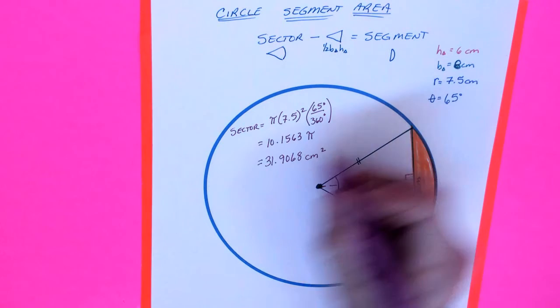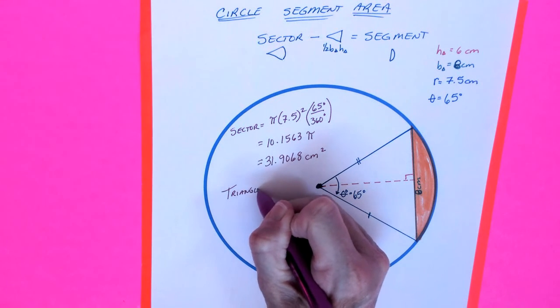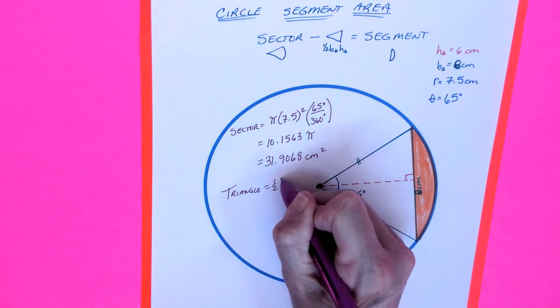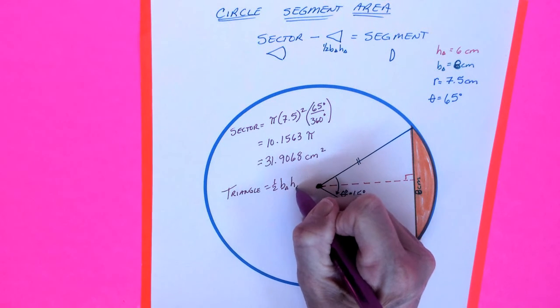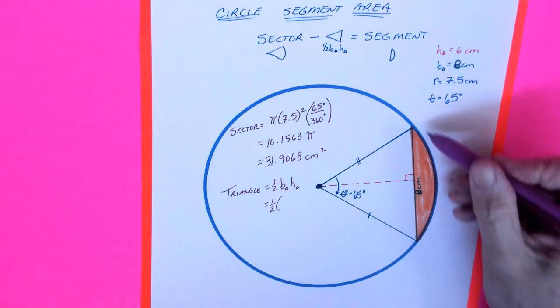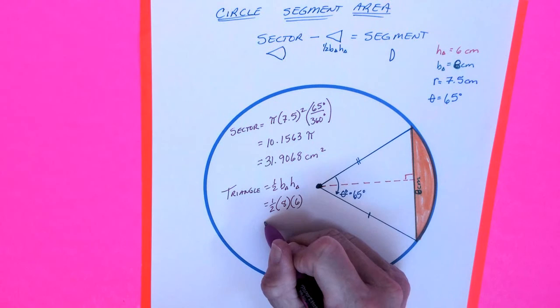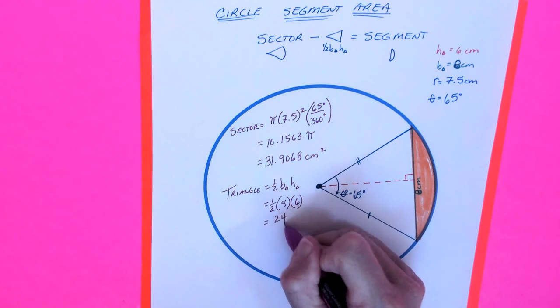And now we have to get the area of the triangle, which we put at the top, is 1/2 the base of the triangle times the height of the triangle. So that's going to be 1/2. We have a base that is 8, it's laying outside, and a height which is 6. So that's going to be 24 units.